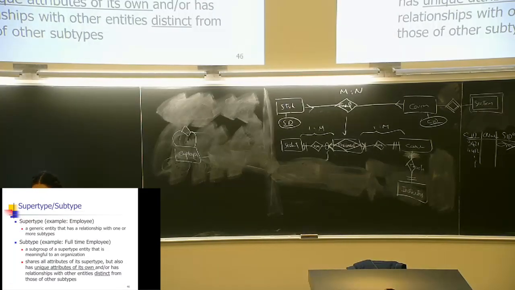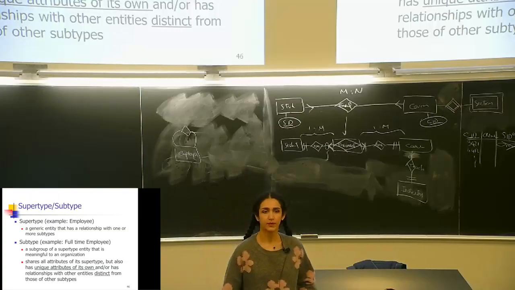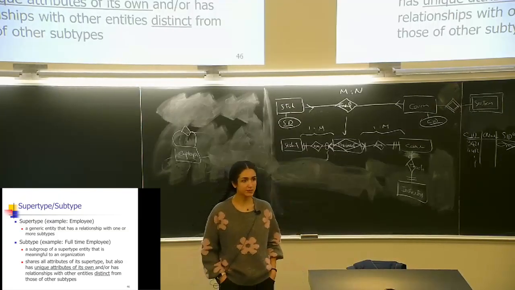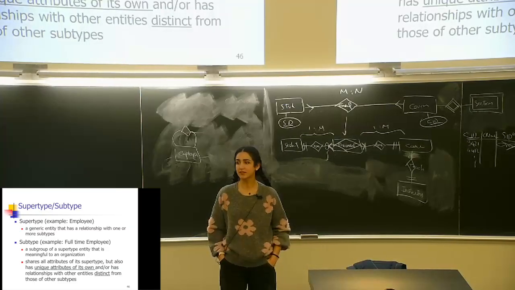Now, what are supertype and subtype? Sometimes we have some entities, like for example, employee, with different types. So, for example, we can have full-time employees, contract employees, and so on. Why do we need subtypes and supertypes? Because those different types of the same entity may have different attributes.